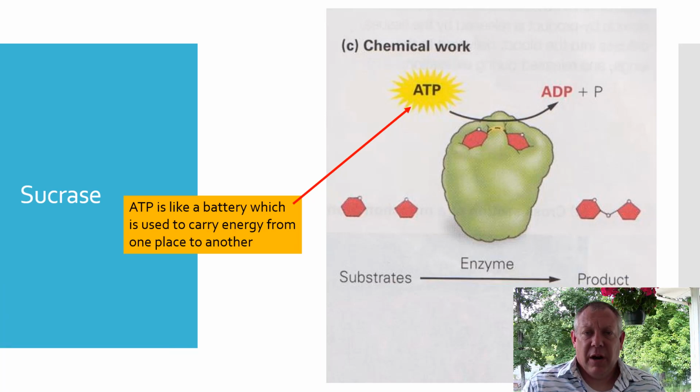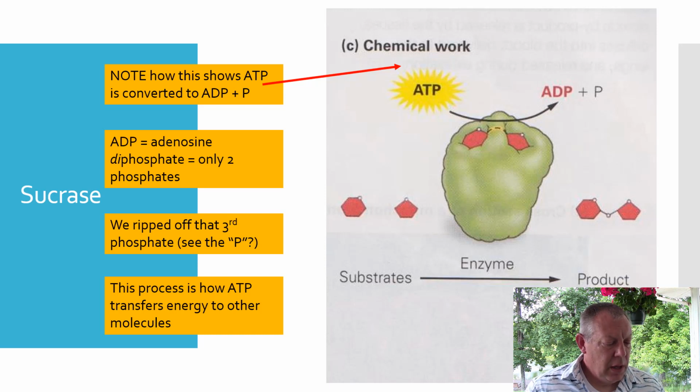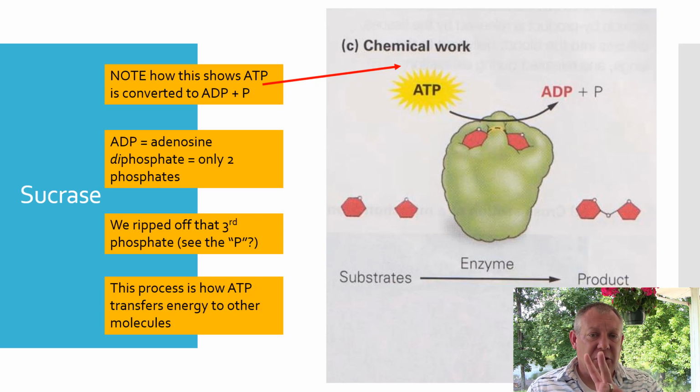Now, just a little digression here. It's something you're going to see on a lot of these slides. The diagram here shows the ATP is converted into ADP plus P. And that's a standard way of writing this. The ADP is adenosine diphosphate, so it's only got 2 phosphates. And then you can see that it's ADP plus P, so there's that 3rd phosphate. What they're trying to show you here is, you've got ATP that's got 3 phosphates. One gets broken off. The energy that held that one phosphate is released and transferred to something else.